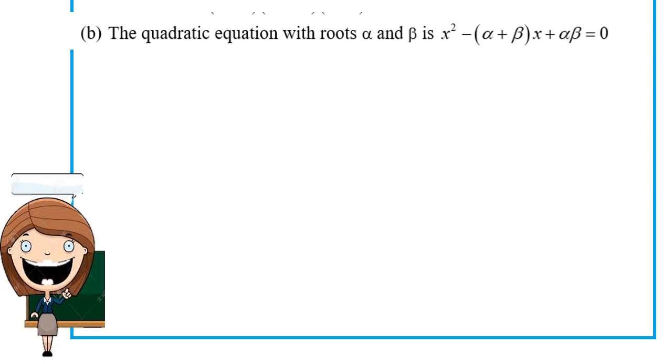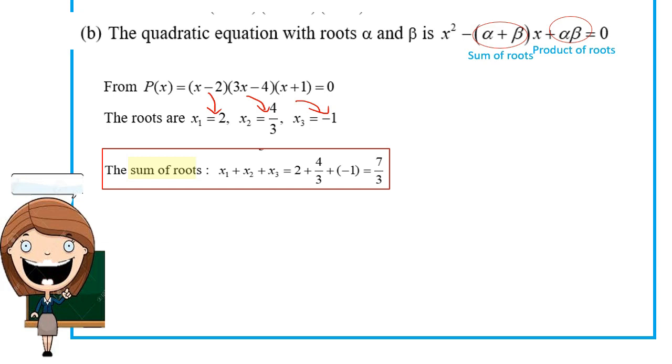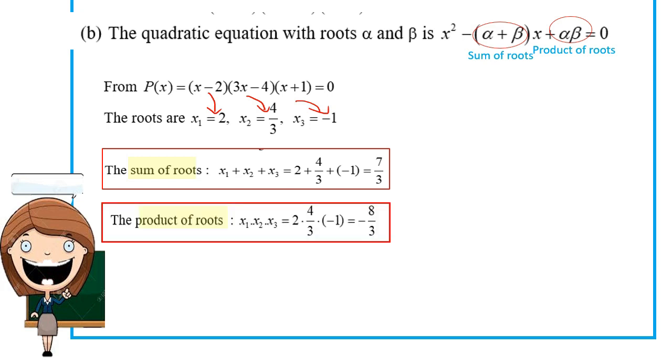For part B, we can use the concept of a quadratic equation with roots alpha and beta. We may easily form it by using the formula x squared minus (alpha plus beta)x, which is the sum of roots, plus alpha beta, which is the product of roots, equal to 0. Based on the information from part A, the polynomial P(x) has the roots x equal to 2, x equal to 4 over 3, and x equal to minus 1. We find the sum of roots, which gives 7 over 3, and the product of roots, which gives minus 8 over 3.